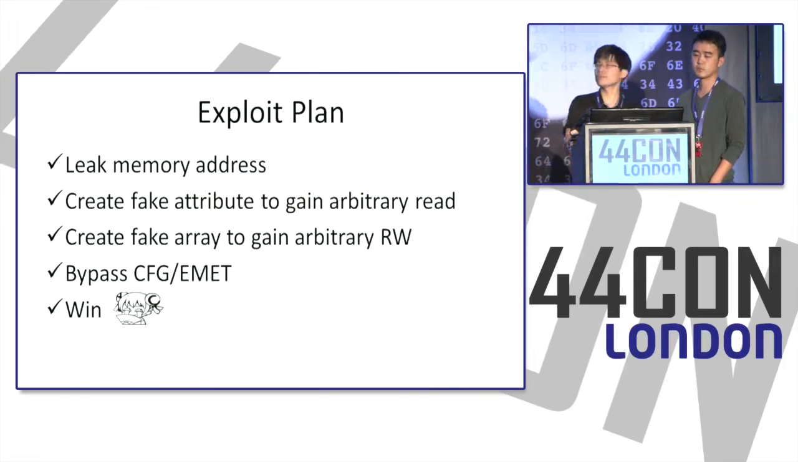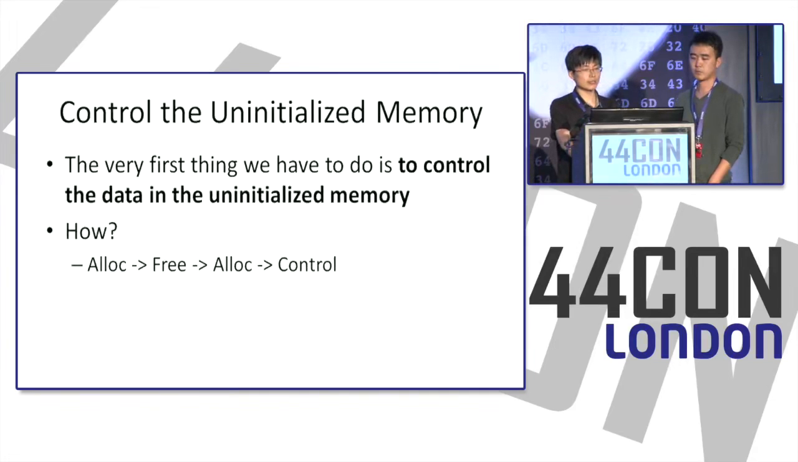Exploiting this bug is a little bit complicated. We need several steps to do this. First, we need to use an information leak to leak some object address in memory. Next, we need to create a fake CAttribute to read arbitrary memory. And then we will create a fake JavaScript array with large length to achieve arbitrary read and write. And then we set up our shellcode and bypass Control Flow Guard and EMET to execute our shellcode. We will explain each step in detail.